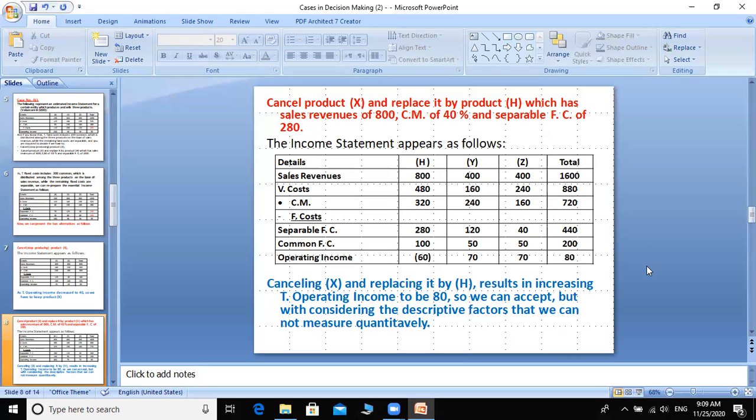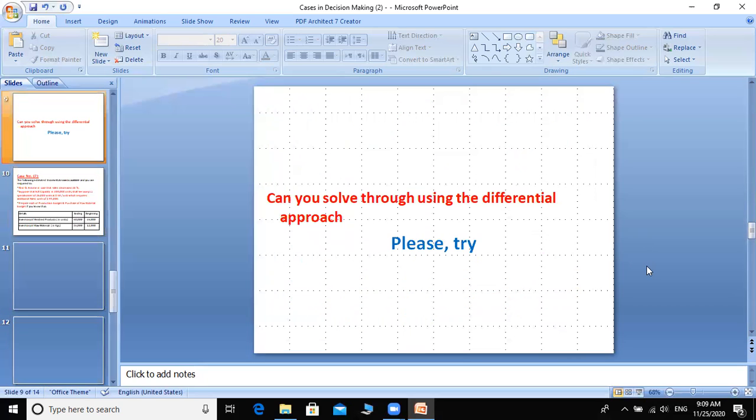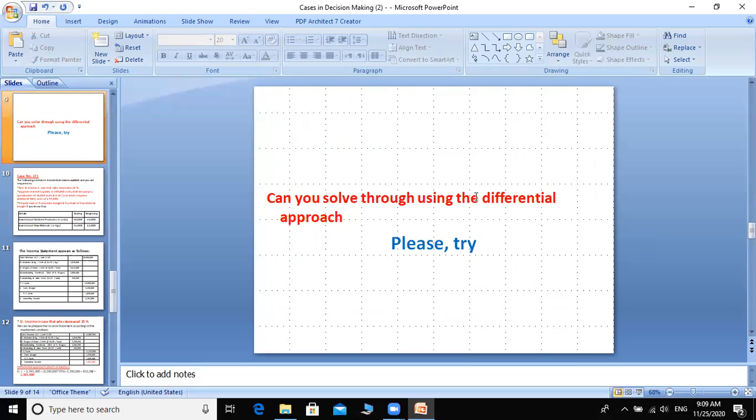Right? The last case, I'm asking you, can you solve it using the differential approach? Please try. I solved it with you orally, without writing the solution thoroughly. Try to solve it, please.